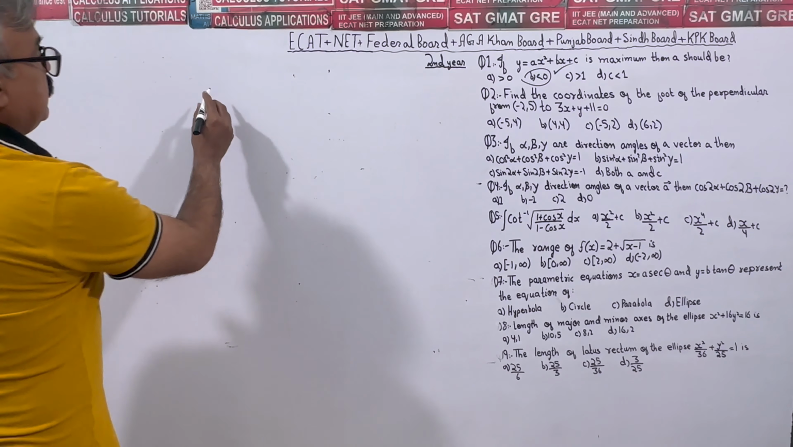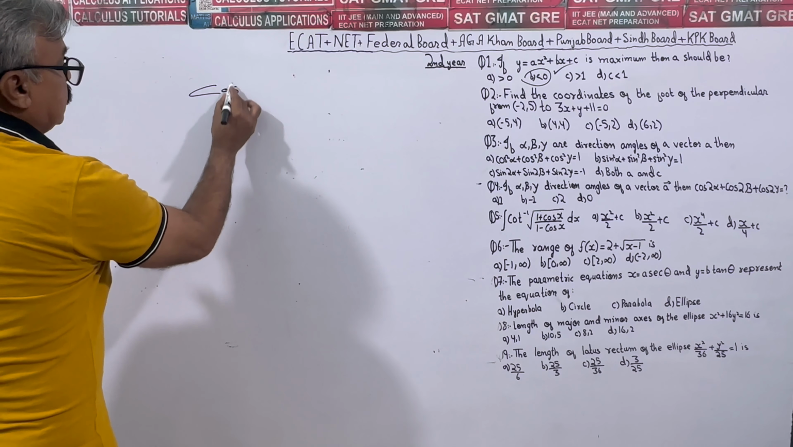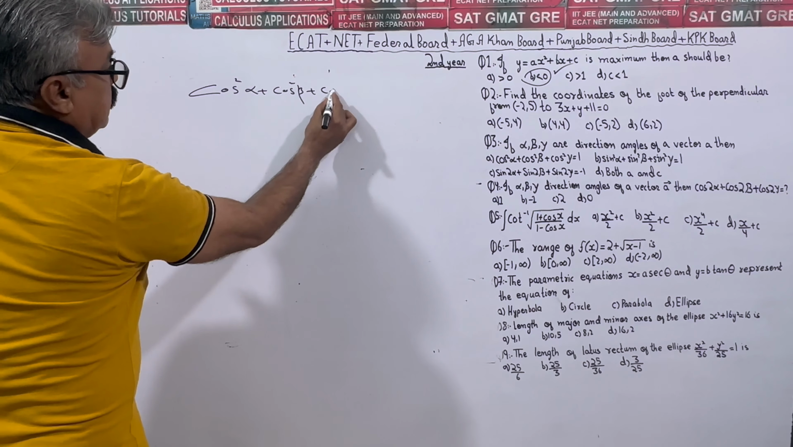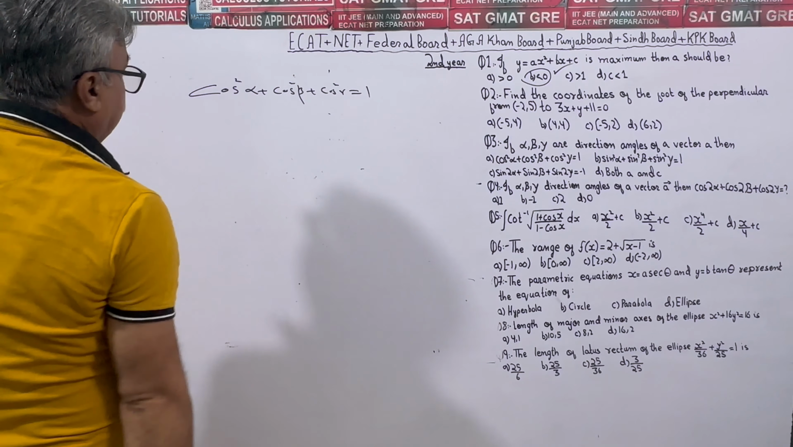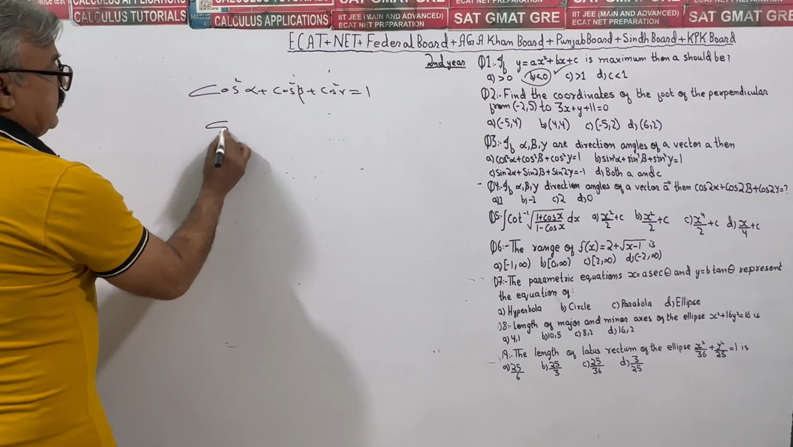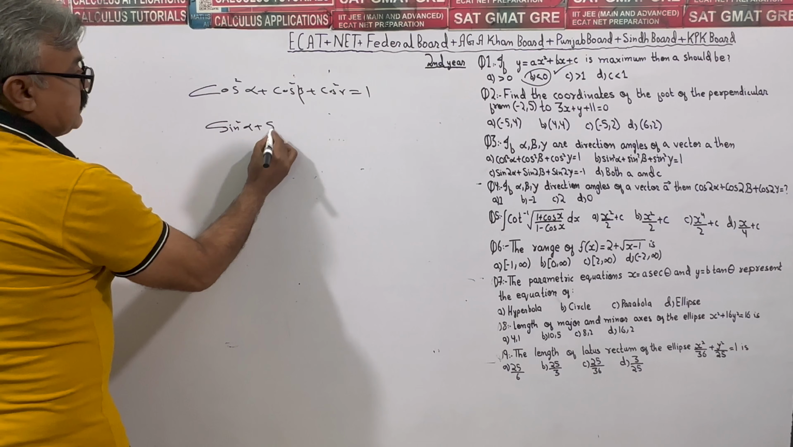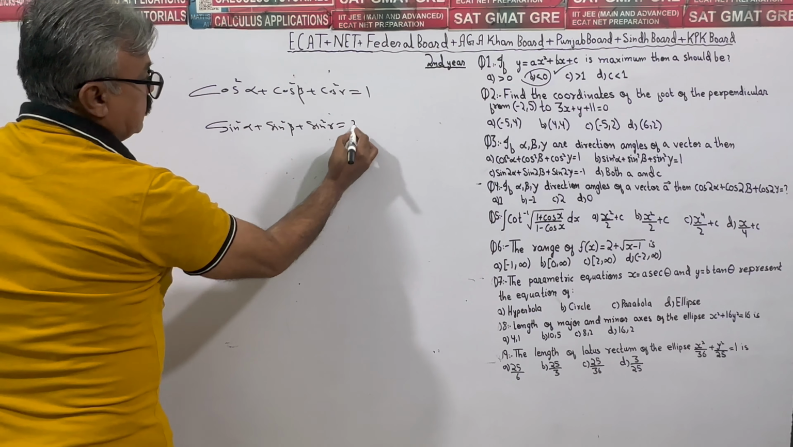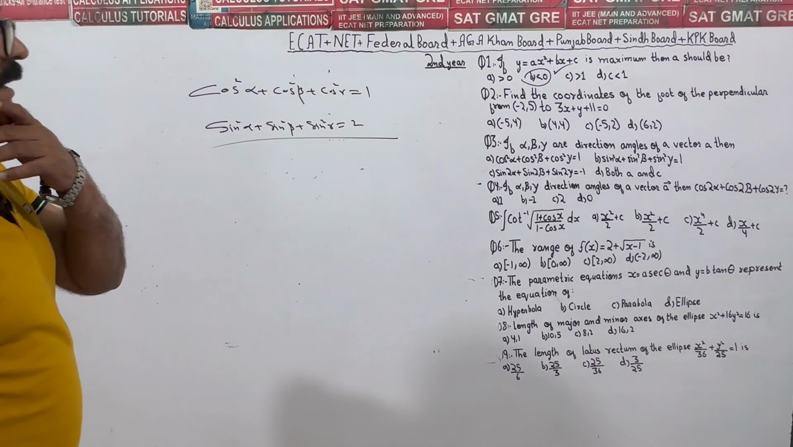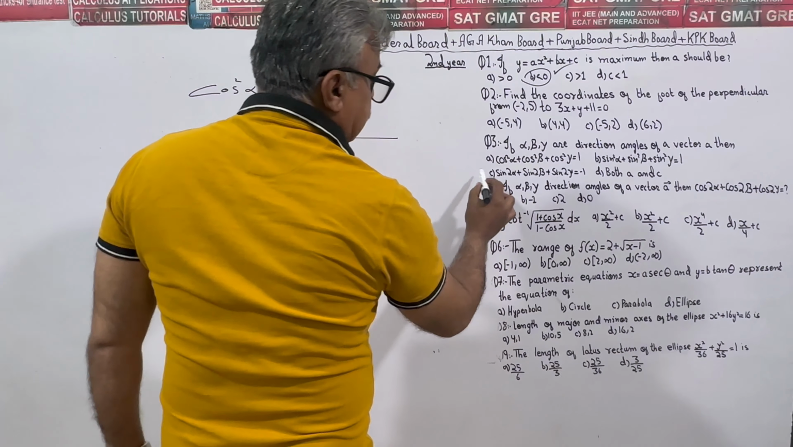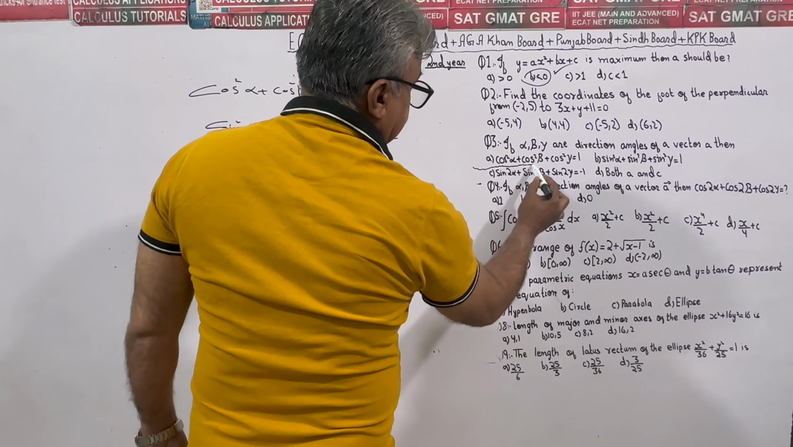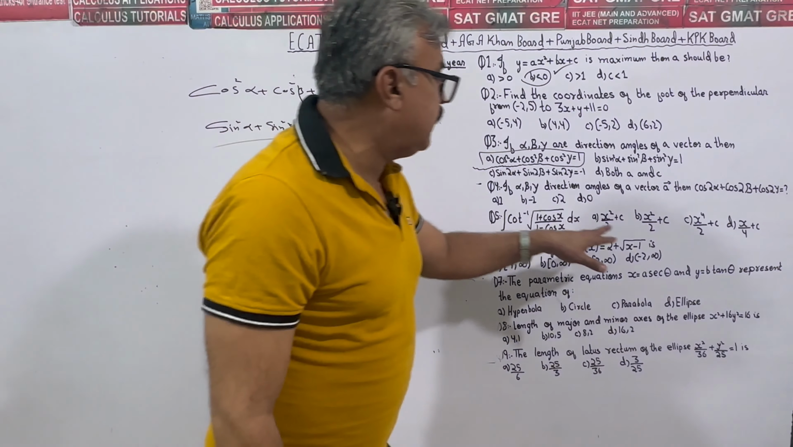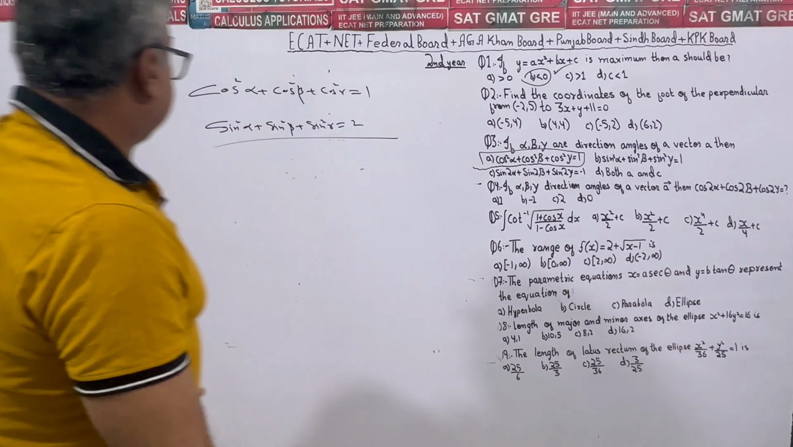What is the first one? Direction cosines are given by these two famous identities: cos square alpha plus cos square beta plus cos square gamma is equal to 1. And the second one is sin square alpha plus sin square beta plus sin square gamma is equal to 2. In that case, we are asked to find the relation of direction angles, that is the relation that I have just mentioned.